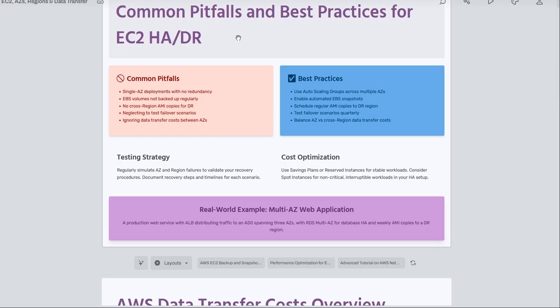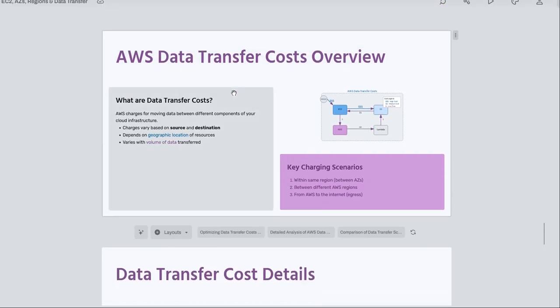Real world example, multi availability on web applications. A production web service with an ALB, that means load balancing, right? Distributing traffic to an ASG spanning three availability zones, auto scaling group, with RDS multi availability zone for database high availability, and weekly AMI copies to a DR region, which is best practice. All right, so let's look at the AWS data transfer costs overview.